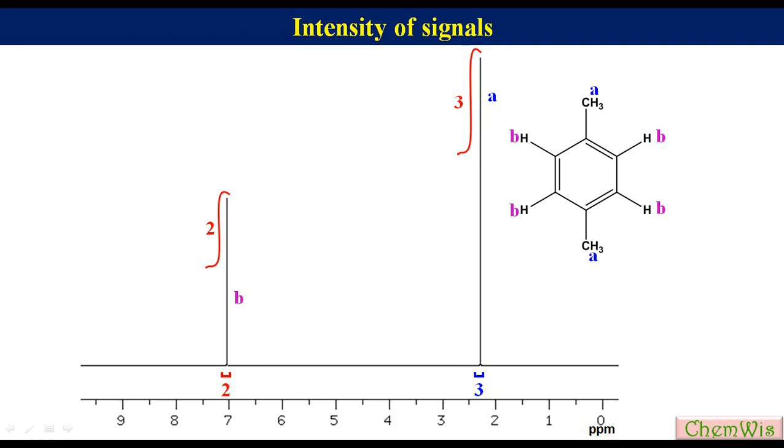Let's take another example, which is paraxylene. There are two signals A and B with the integration ratio of 3:2. Signal A corresponds to 6 methyl protons, while signal B corresponds to 4 aromatic protons. Thus, we can see that the ratio of number of protons giving rise to the signal A and B will be equal to 6:4 is equal to 3:2.